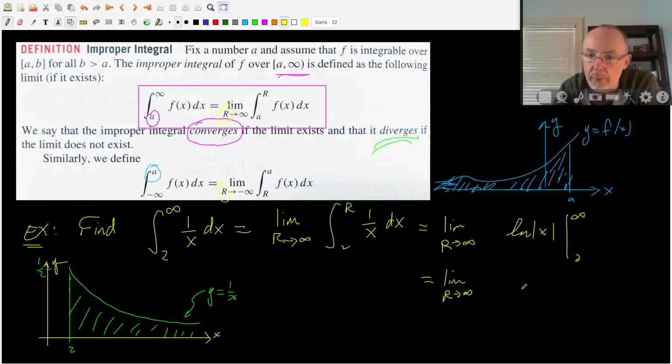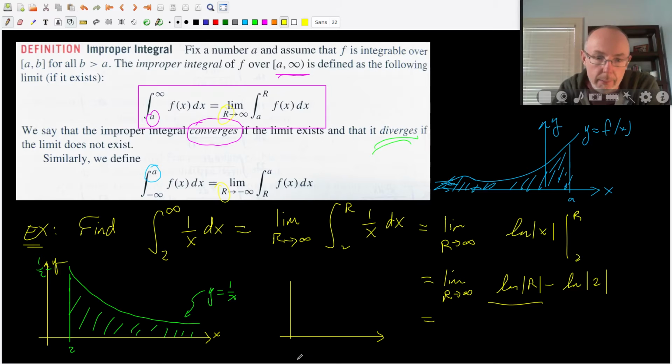I did all of this wrong. That should be an r, 2. What am I doing? The limit as r goes to infinity of the natural log of the absolute value of r minus the natural log of the absolute value of 2. That's just some number. And then we've got to take this limit: the limit as r goes to infinity of log r. Well, here's a graph of log. It looks like that. Well, it's a terrible graph of log, but let me draw it again. The graph of log looks something like this.